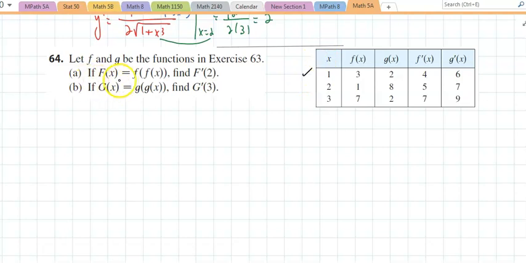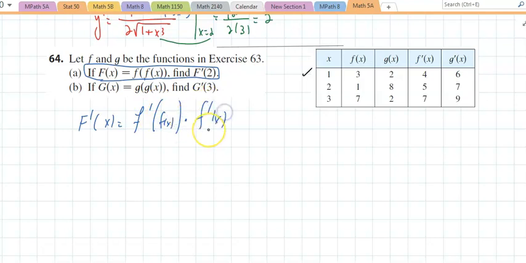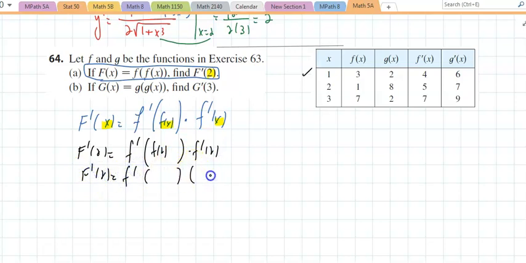And number 64, let f and g be functions. Find me a derivative evaluated at 2 for a. Well, the derivative of f inverse of x is f prime of f of x times f prime of x by the chain rule. If I evaluate everything at 2, put a 2 there, then I'll get f prime of 2 to equal f inverse of f of 2 times f prime of 2. And let's make sure we're getting that correct.